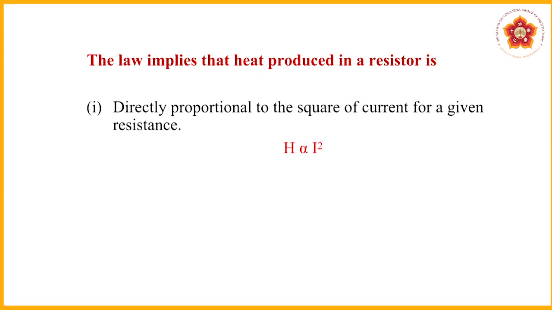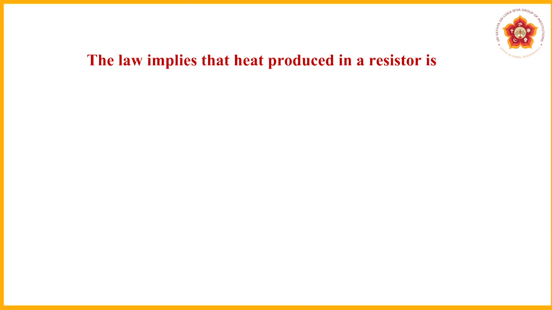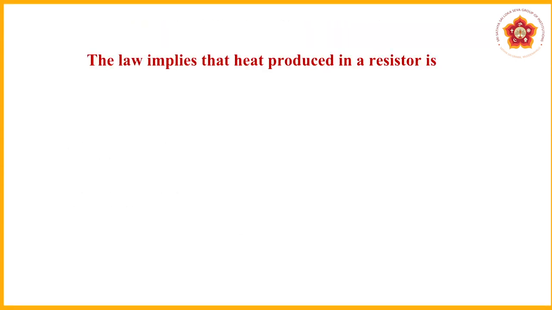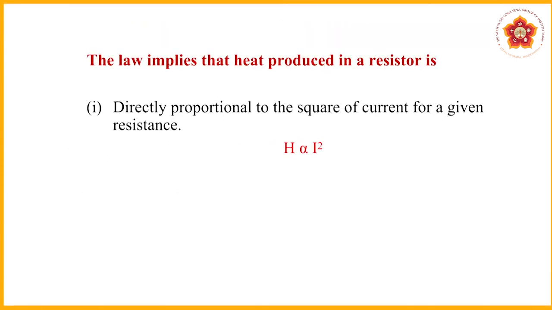Joule's law implies that the heat produced in a resistor is directly proportional to the square of the current for a given resistance. So in the circuit, if you observe, electric current flows from the positive terminal, through the resistor, and comes back. The electric current passing through the resistor generates heat, and that heat depends on the square of the current. H is directly proportional to I square.